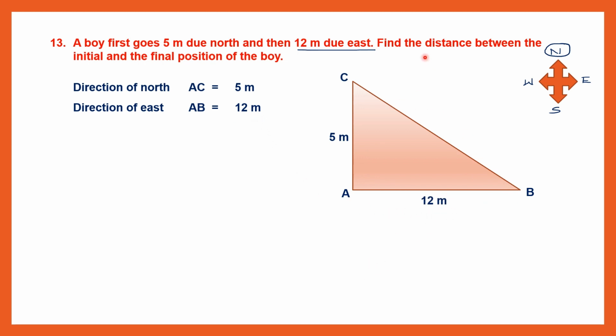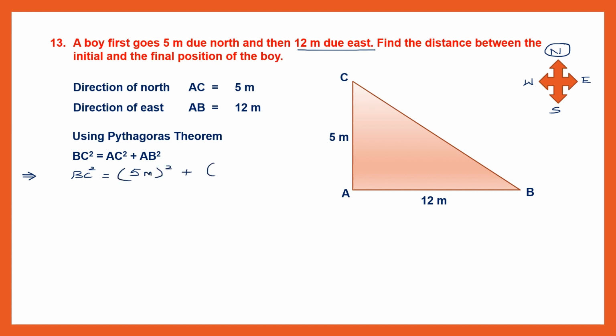Now we have to find out the distance between the initial position, which is here, and the final position of the boy, which is here. Now we have to find this distance between the initial and the final position, that is BC. Now let's use the Pythagoras theorem and say BC square is equal to AC square plus AB square. So now let's substitute the values and see. Now BC square we don't know, so we're going to leave it as BC square. Now AC is 5 meters, so that will be 5 meters the whole square plus AB. AB is 12 meters, 12 meters the whole square.